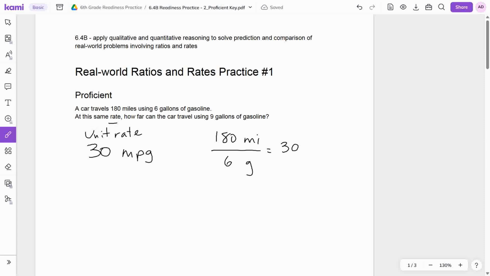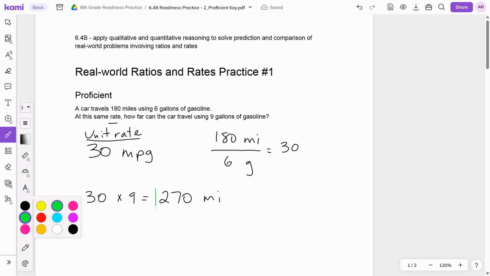And now the next part is pretty simple. If I have 9 gallons, okay, so then I can say 30 miles per gallon, and then I'm going to multiply that by my 9 gallons, right? And that's going to get me 270 miles. So we had to find our unit rate of 30, and then we had to multiply that up by 9, and we get our 270 miles.